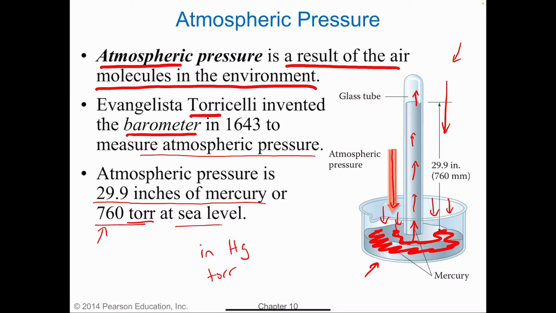And then that height difference, so they've got the height difference right there in inches of mercury and also torr. This should say torr right here. But that's how you measure the atmospheric pressure, by looking at the difference in height. So how high this rose inside the tube versus where it is down here in the dish.